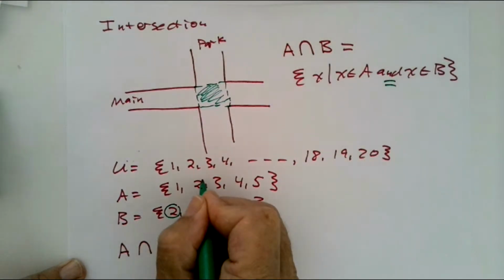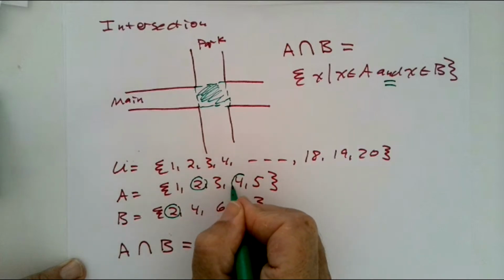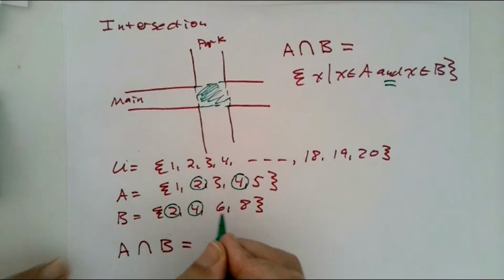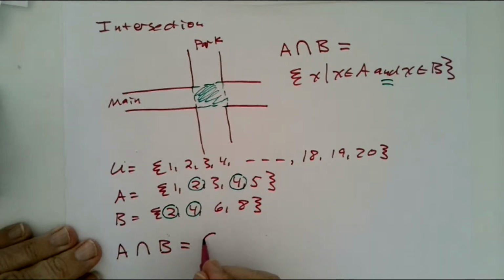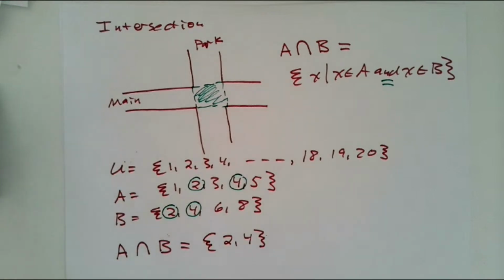2 is in both sets. 4 is in both sets. And it looks like that's it. So my intersection of A with B is just 2 and 4. Now, there's a couple other things we can say about intersection. Let's keep our same universal set from 1 to 20.